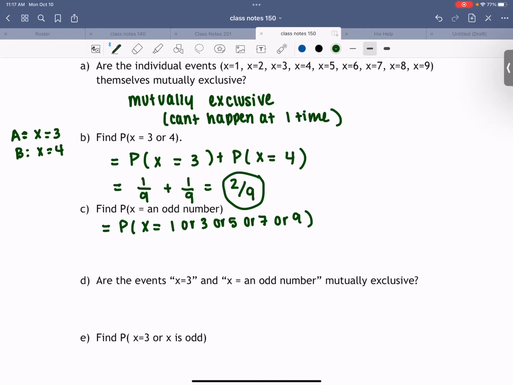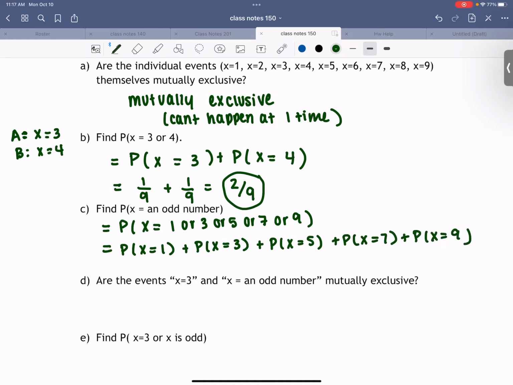Yeah, right, because isn't this the same as using this rule multiple different times? So this is the probability that x is 1, plus the probability that x equals 3, plus the probability that x equals 5, plus the probability that x equals 7, plus the probability that x equals 9. Because we have these mutually exclusive events, we can just generalize that rule from the last page into a bunch of additions. So that's 1/9 plus 1/9 plus 1/9 plus 1/9 plus 1/9, and I think that gives us 5/9.